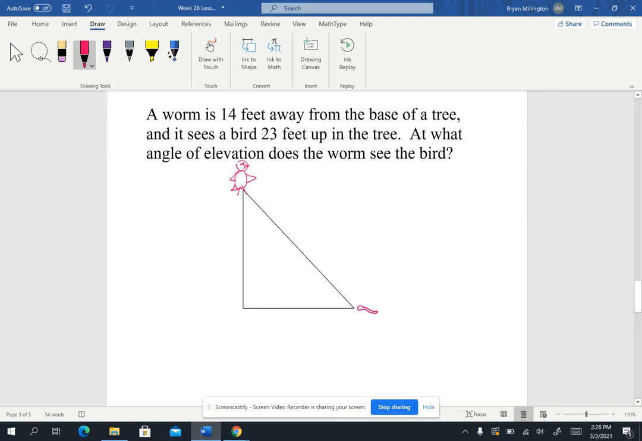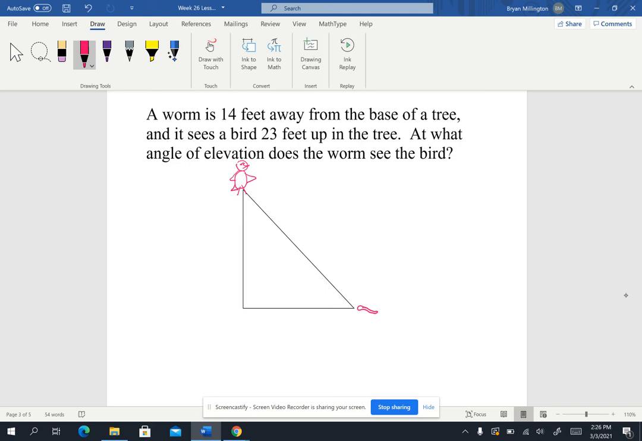A worm is 14 feet away from the base of a tree, and it sees a bird 23 feet up in the tree. At what angle of elevation does the worm see the bird? Some amazing artist came by and drew a picture of a worm and a bird in here. So that's really helpful, but you don't need that. I know not everyone is so gifted with their drawing skills, but you can just draw the triangle.